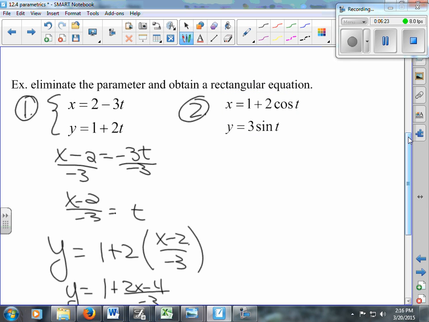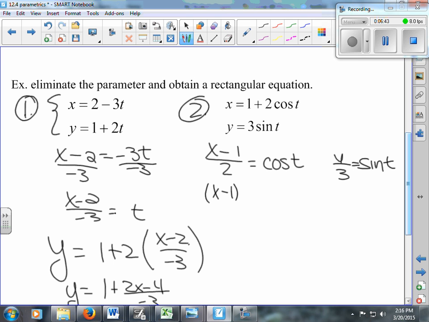And so it's not easy to solve one of these for t. You don't do it that way. Instead, I'm going to take the x equation, and I'm going to solve for cosine of t. And then I'm going to take the y equation and solve that one for sine of t. Now I want you to take each of these equations and square both sides.